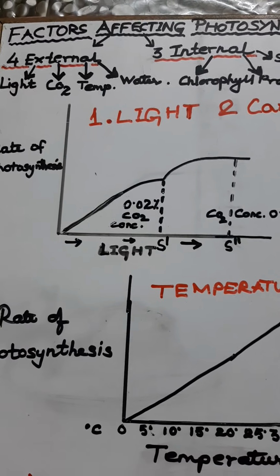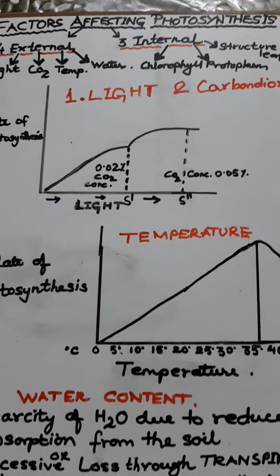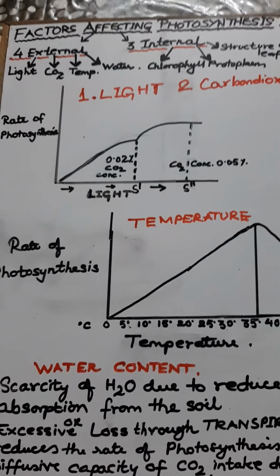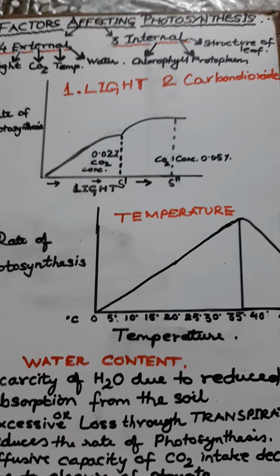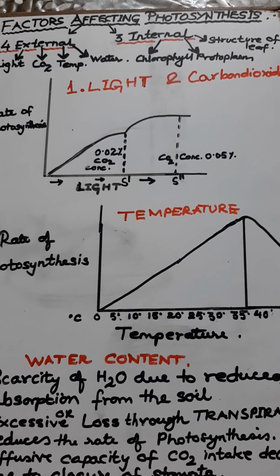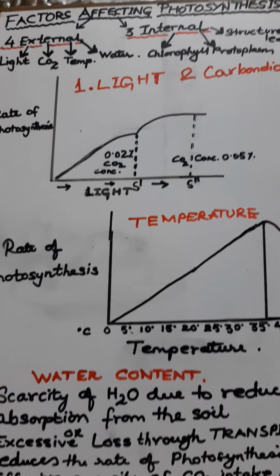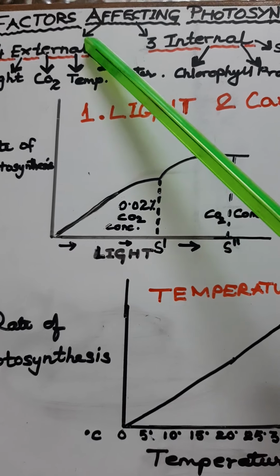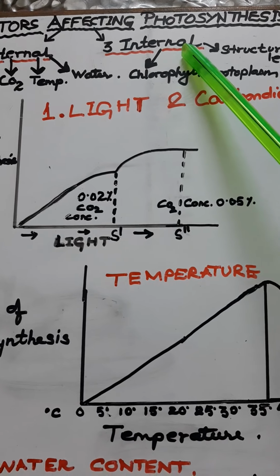Hello children, today we will do factors affecting photosynthesis. There are two sets of factors, 4 external factors and 3 internal factors. So, two sets, external one set, internal one set.